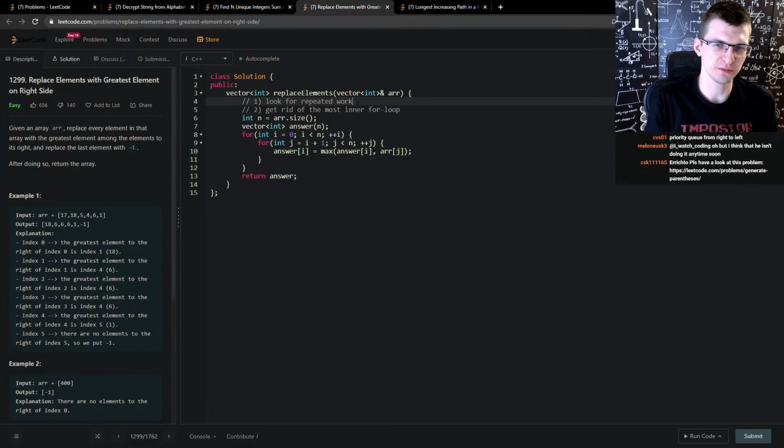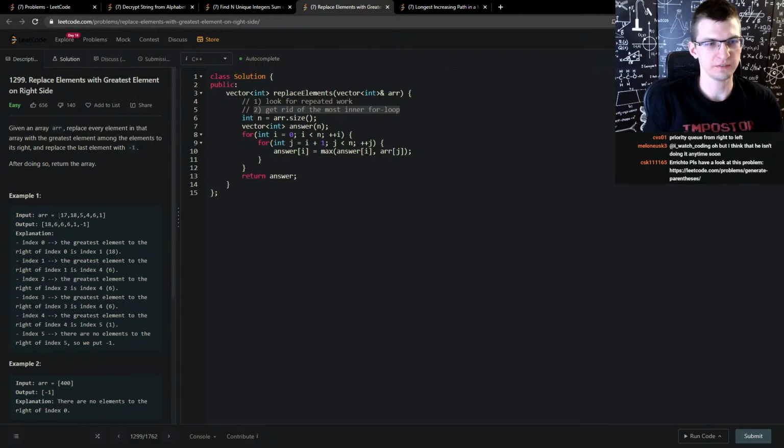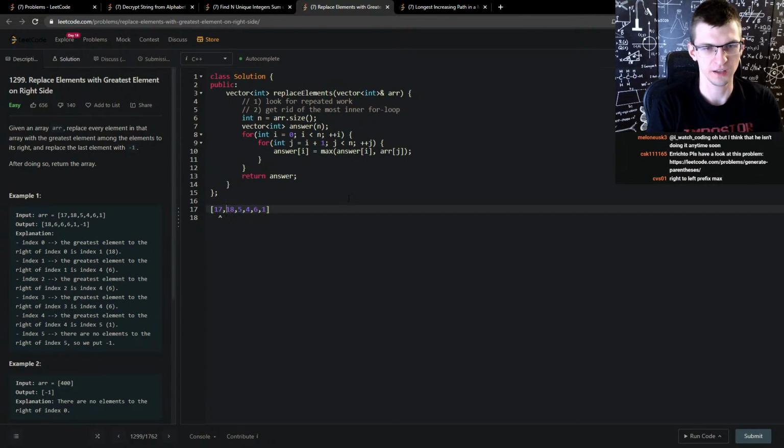And by look for repeated work, I mean, even if this technique didn't work, here I mean this. When you have some kind of array, when for I equal to 0, you go through elements to the right and you find maximum, it turns out to be 18, but you went for elements 18, 5, 4, 6, 1, and you found that maximum is 18. Then when you have I equal to 1, so when you look at 18 and you now consider elements to the right, you go through the same elements.